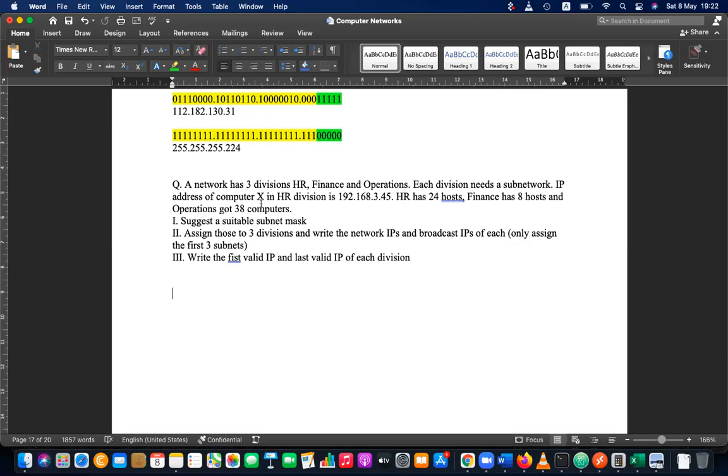What are these 6 bits for? Is it for hosts or network? 6 bits allocated for host or network?